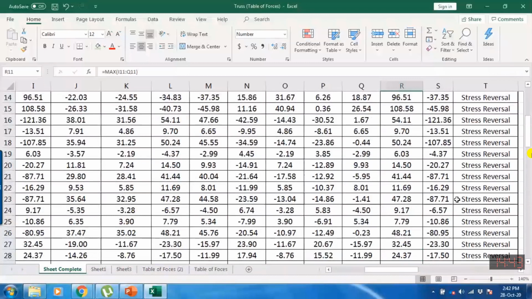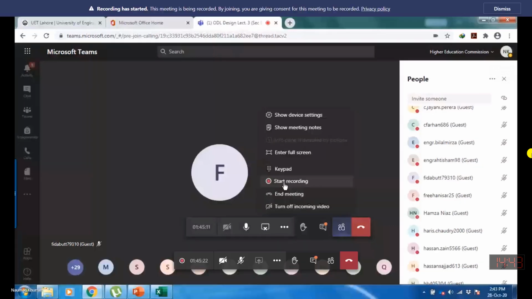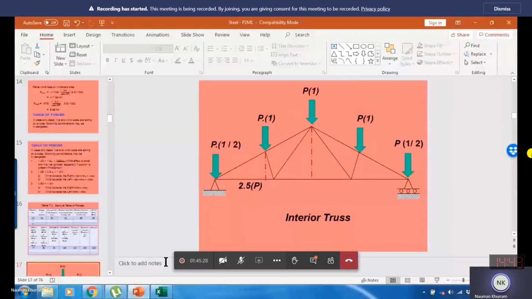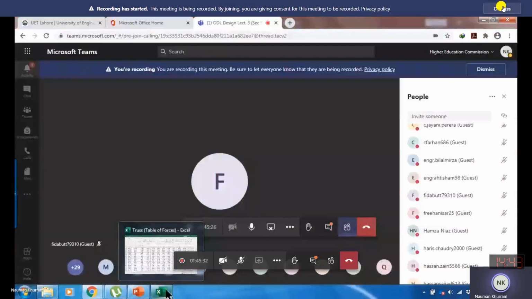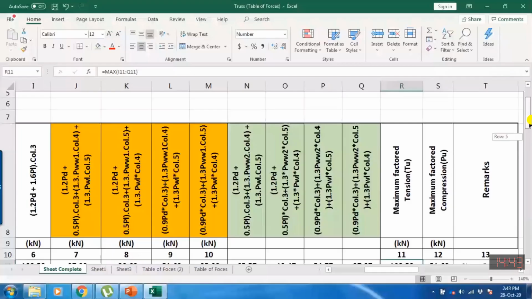So any question regarding this table of forces? I believe that you may develop this table of forces yourself, maybe on an Excel sheet. Any student who has a question regarding this table of forces can ask me. Otherwise, I will continue to the next slide.